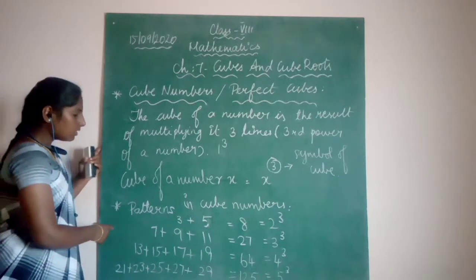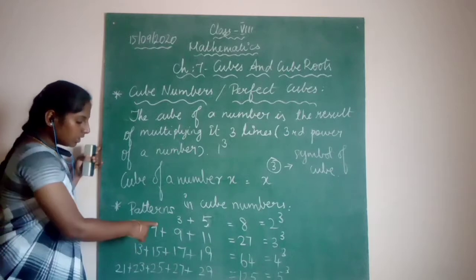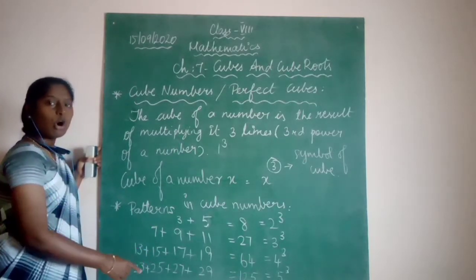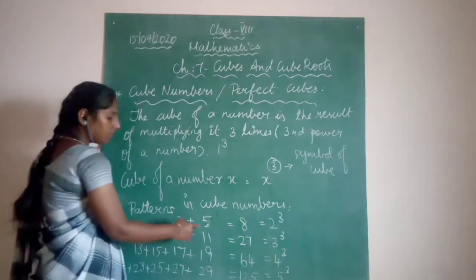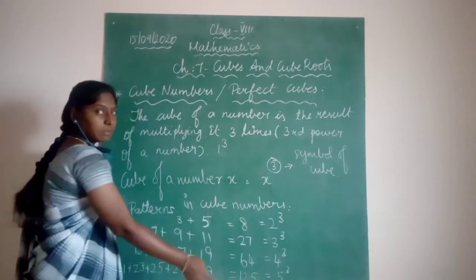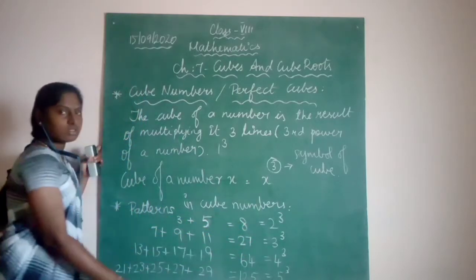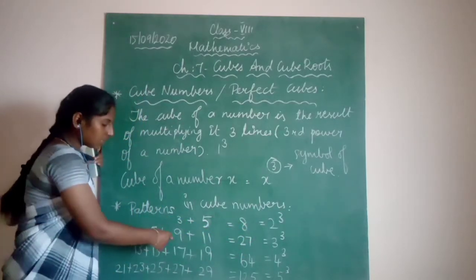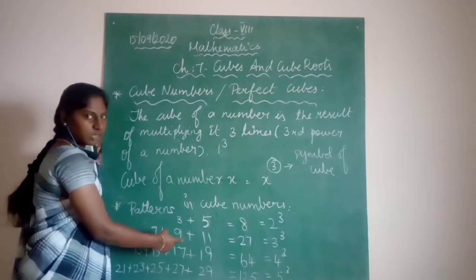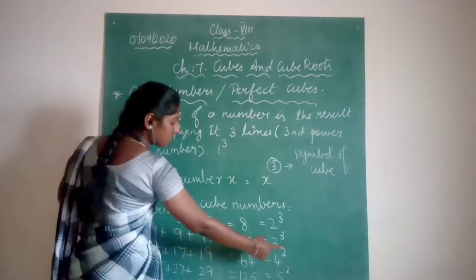Next, now let us see a pattern in a cube number. Here I am going to add 2 odd numbers. So 3 plus 5. What is this? 8, right? But 8 can be written as 2 cube. Yes or no? 2 into 2 into 2 is 8. Next, 7 plus 9 plus 11 is how much? 11 plus 9 is 20. And 20 plus 7 is 27. Then 27 can be written as 3 cube.